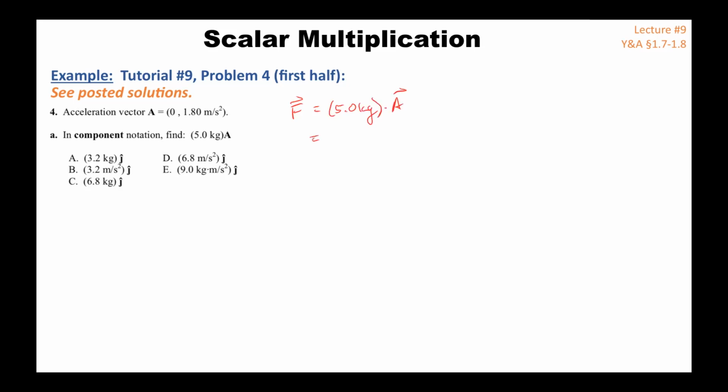Now it's the same thing. We have a scalar, and we're going to multiply it through. We know vector A in ordered pair notation. So I'm just going to multiply through just like a distributive property in regular arithmetic. 5 kilograms times 0 is 0, and 5 kilograms times 1.8 becomes positive 9.0. And now we have to keep all the units. I now have kilograms times meters per second squared. All right.